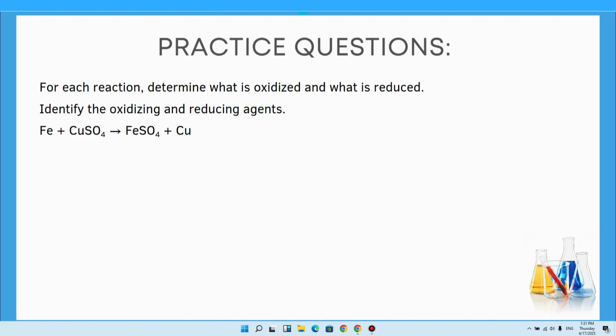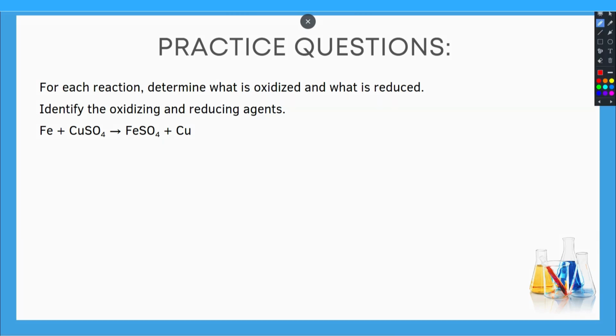Now, the other element here is copper. Let's label it out and see what happens. So we have two spaces here, copper. In this case, copper has the oxidation number of 0 because it is in its pure elemental state. I'm sure you can see that.